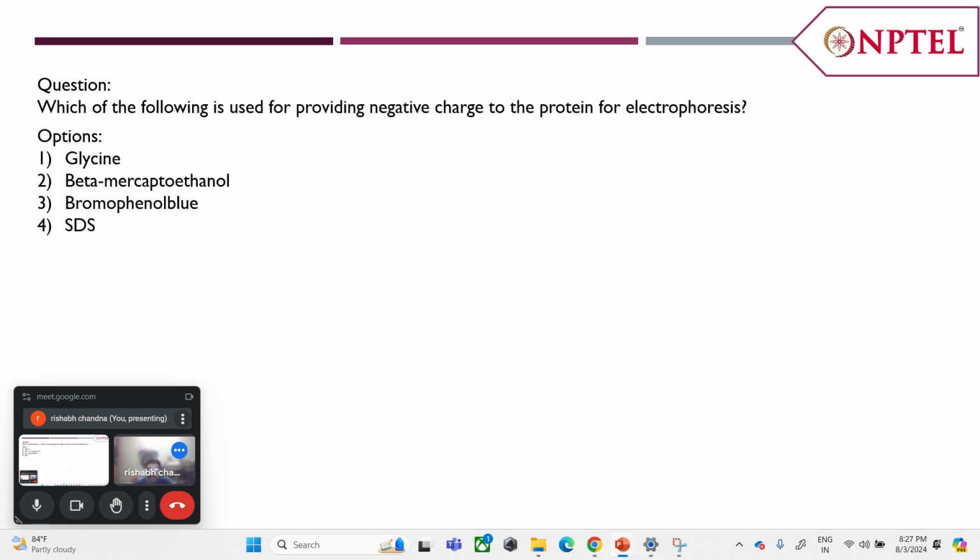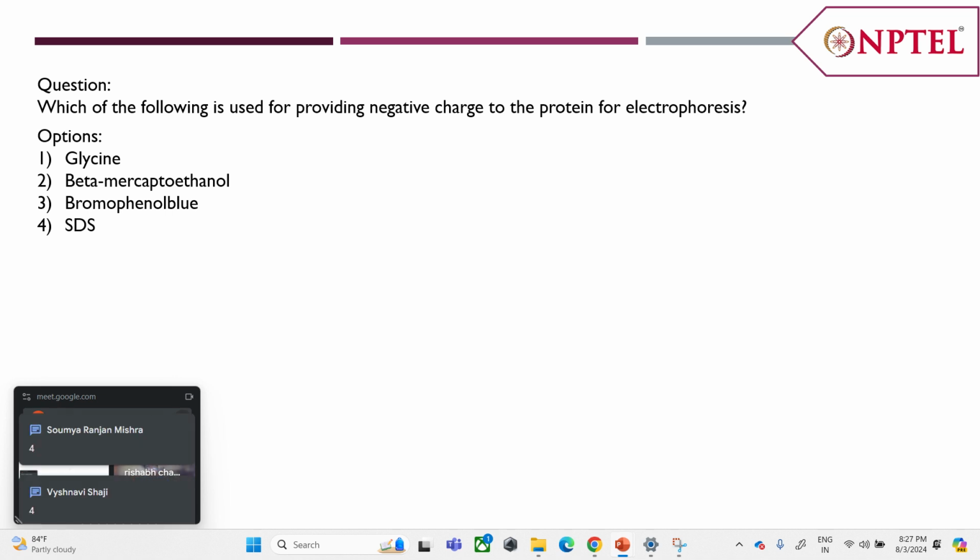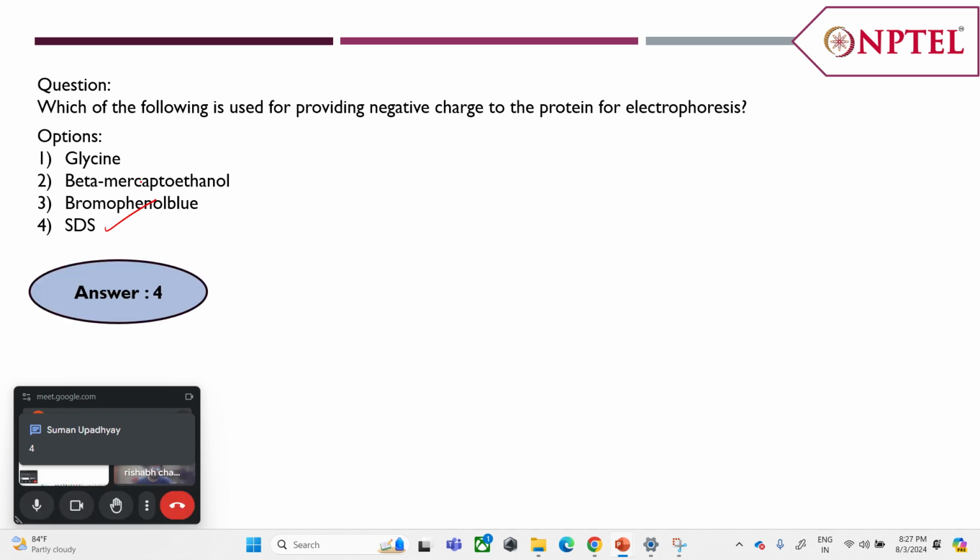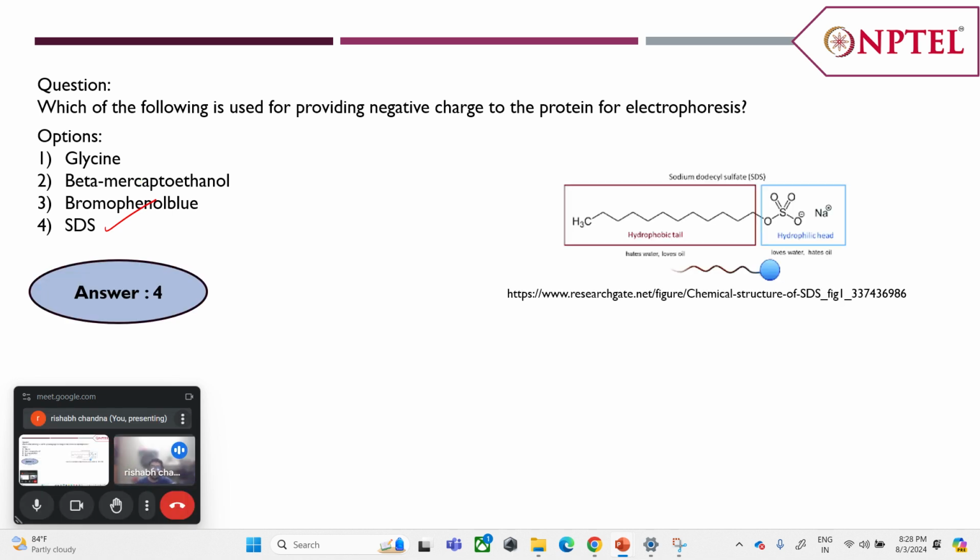Okay. So which of the following is used for providing negative charge to the protein for electrophoresis? The options are glycine, beta mercaptoethanol, bromophenol blue, or SDS. Can anybody answer? Yes. The answer is SDS, that is sodium dodecyl sulfate. So it is a negatively charged detergent. This is the structure of the SDS.